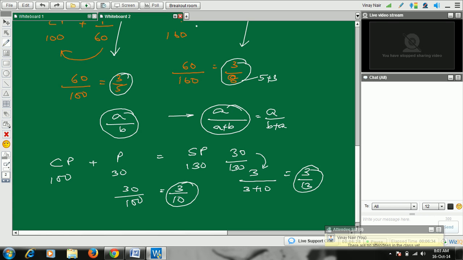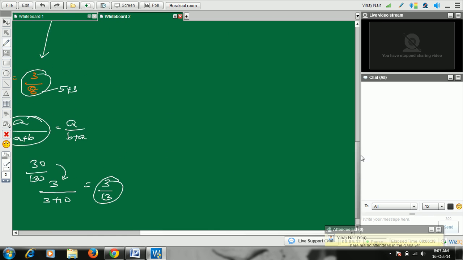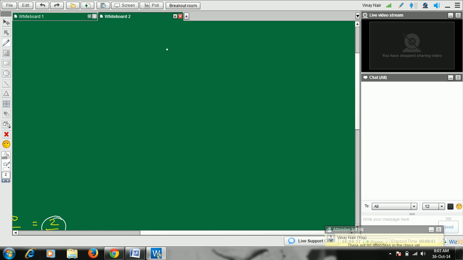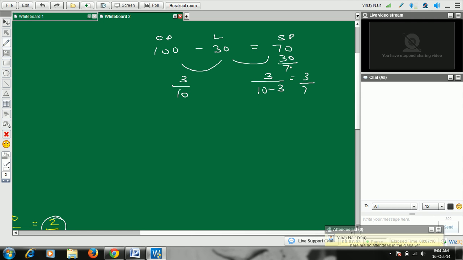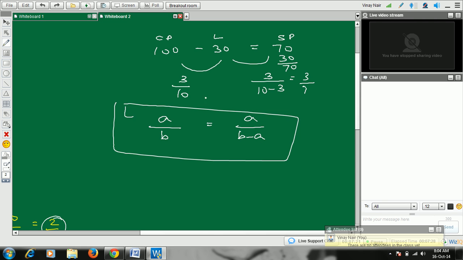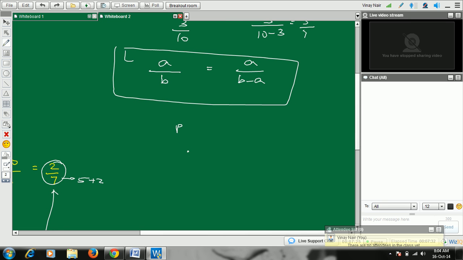The same thing we can see if we have loss. Say 100 is our cost price and our loss is 30 rupees, then the selling price is 70. So loss is 3 by 10 of the cost price. How much is it of the selling price? It will be 3 upon 10 minus 3, that is 3 upon 7. 30 upon 70 becomes 3 upon 7. So if loss is A by B of the cost price, then it will be A by B minus A of the selling price. This is in the case of loss. If it is profit, then if profit is A by B of the cost price, it will be A by A plus B of the selling price, right?